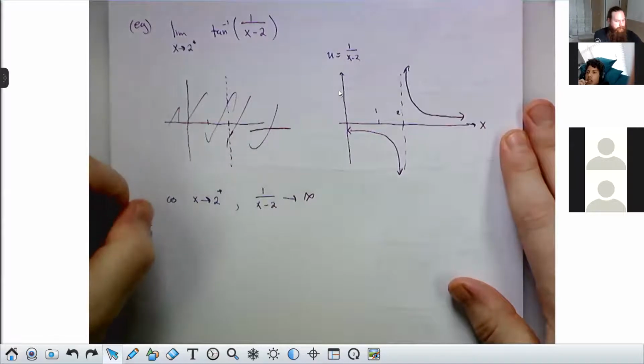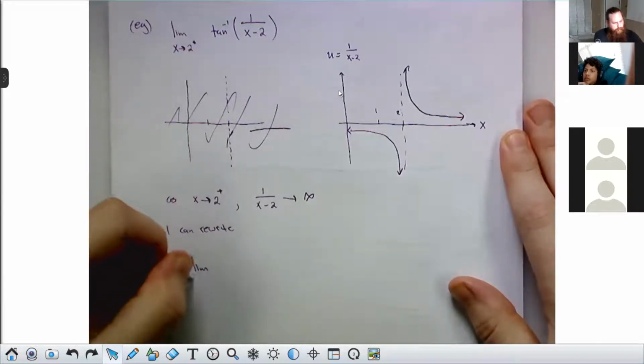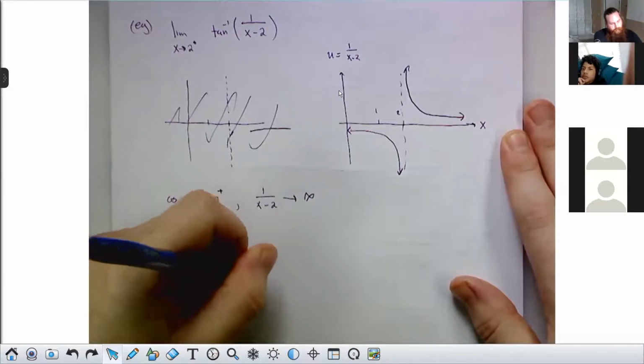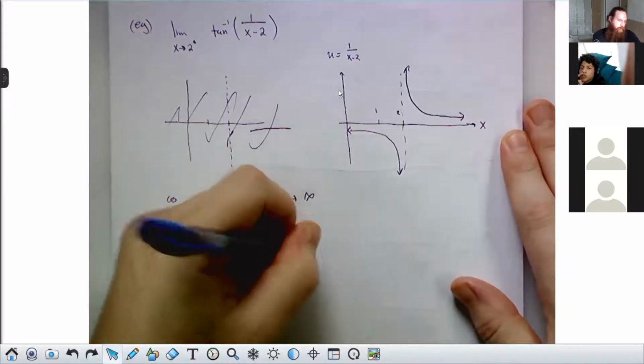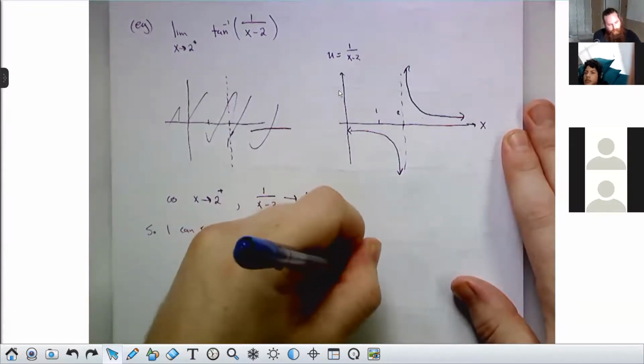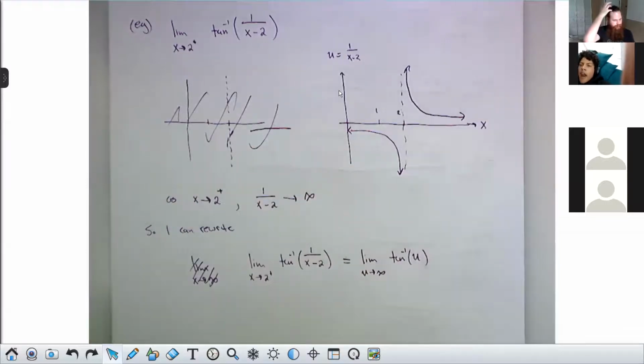So I could rewrite my limit. The limit as x goes to 2 from the right of the inverse tangent of 1 over x minus 2, using the substitution u equals 1 over x minus 2, is the limit as u goes to infinity of the inverse tangent of u. Because as x goes to 2 from the right, 1 over x minus 2 goes to infinity. So I call this piece u, and I rewrite it as the limit as u goes to infinity of the inverse tangent of u. This is the variable change that Alex was referring to.